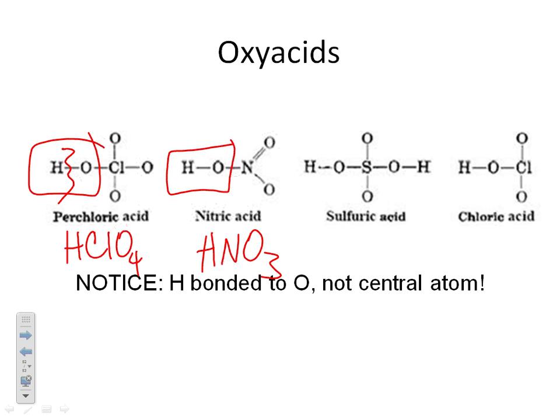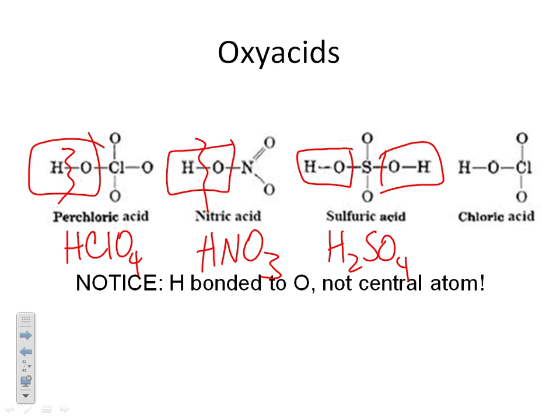Nitric acid, this is HNO3. Again, hydrogen not bonded to the central atom. The hydrogen is bonded to an oxygen, which is then bonded to the nitrogen, and that's the bond that we're severing. Sulfuric acid, H2SO4, we do have two protonizable protons here. Neither of them are bonded to the sulfur. They are both bonded to oxygens. And chloric acid, this is HClO3. Our hydrogen is not bonded to the central atom. Instead, it's bonded to an oxygen.